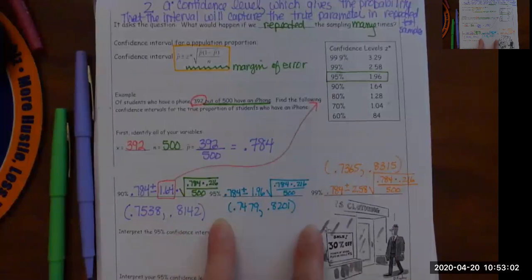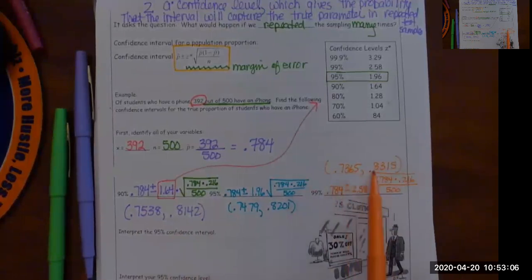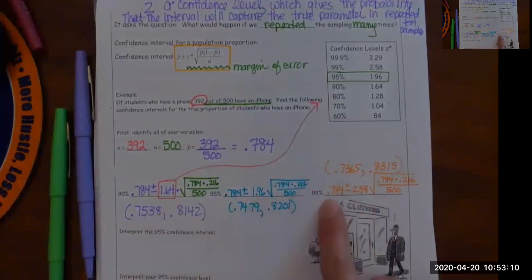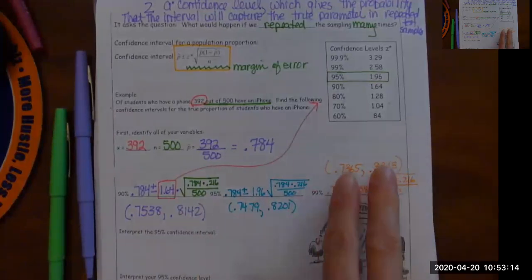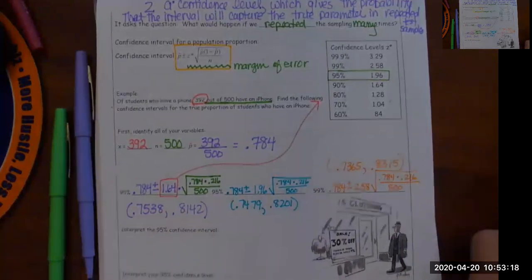So it's like I moved out. 73 to 83. So the distance between these numbers gets bigger. So as you move up and you want to say I'm 99% confident, you get wider here, and we'll look at that in just a second.